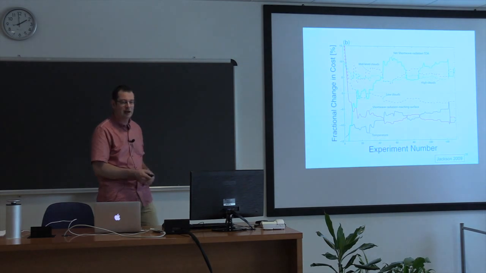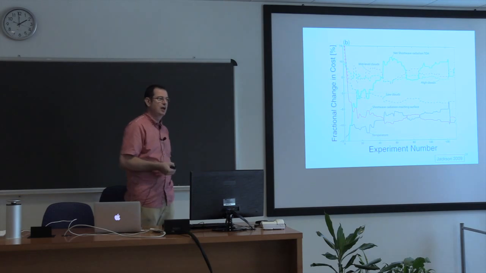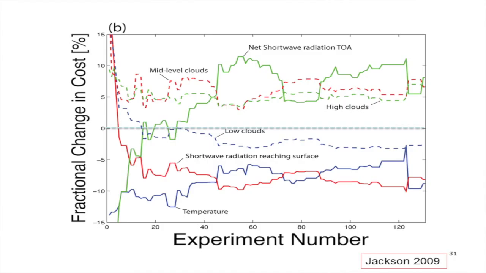There's another way of viewing these results, and that is to look at how the sampling evolves when it's trying to match observations. In this sampling strategy, we use something called multiple very fast simulated annealing. What it's supposed to do is to try to find, stochastically, regions of parameter space that best match observations. And it has to do this across all these different observations simultaneously. So starting from iteration zero, what we see here is the fractional change in cost.